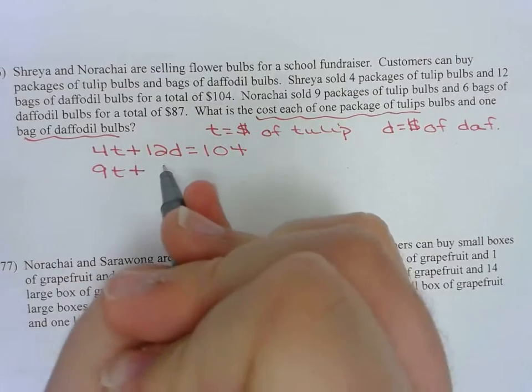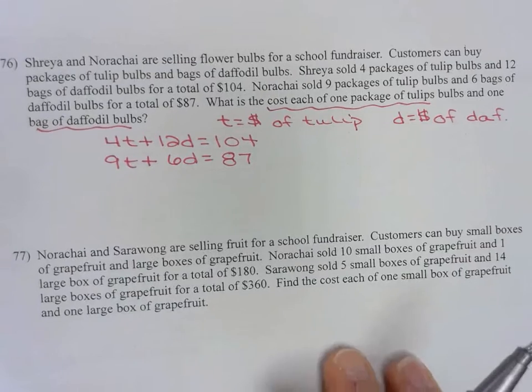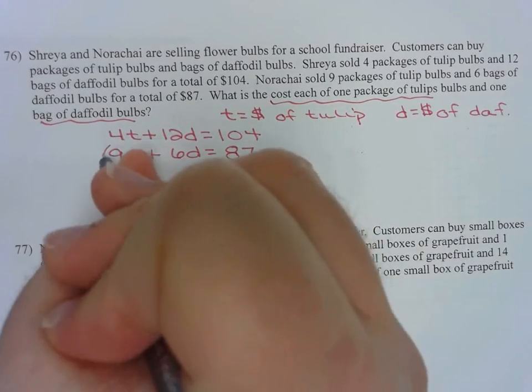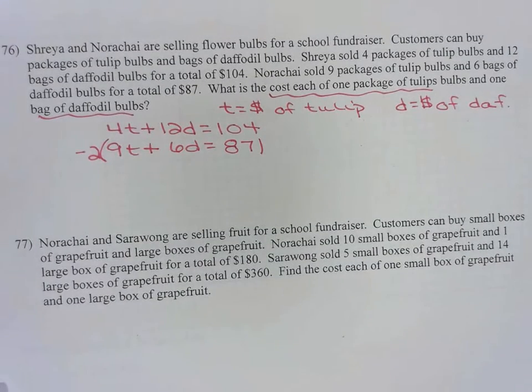9T plus 6D equals 87. Okay. As I look at this, we have to decide elimination or substitution. It's kind of an easy one to decide between. Which one would be easiest to eliminate, T's or D's? D's. And what would I need to do to eliminate the D's? Multiply by -2. So we're going to take my bottom equation and multiply by a -2. That way we can have a -12D in the bottom equation, so we can add and they cancel out.